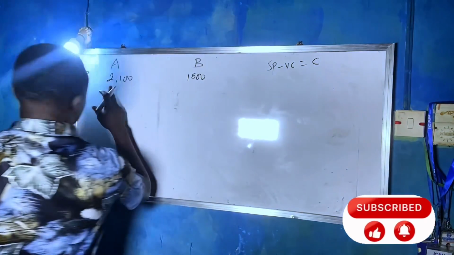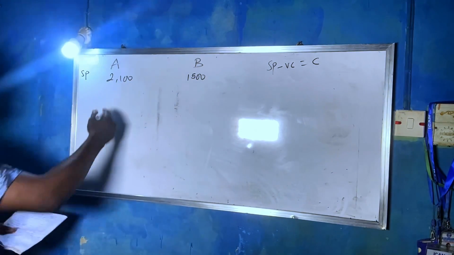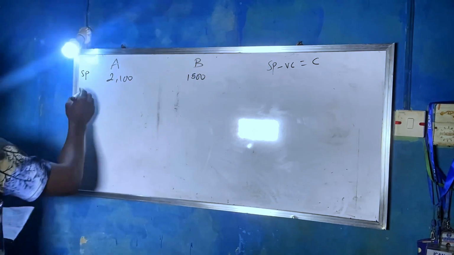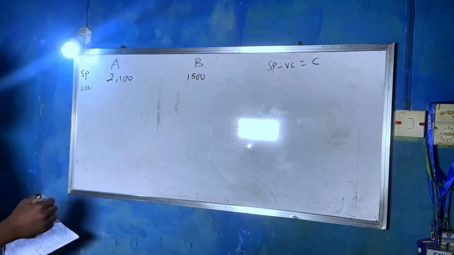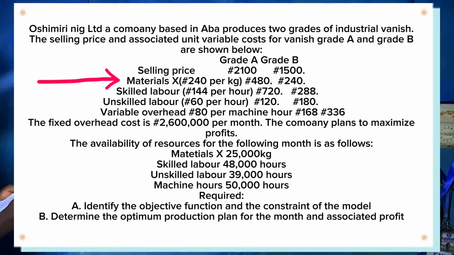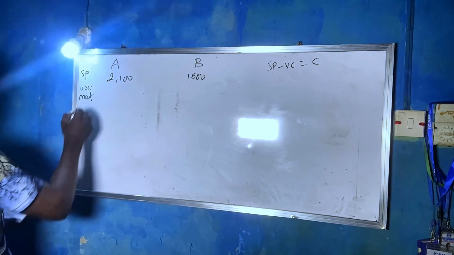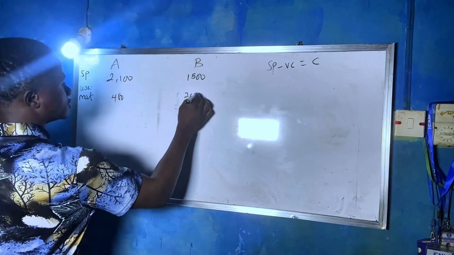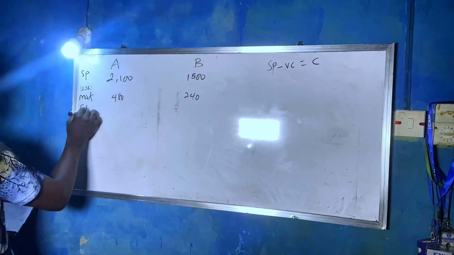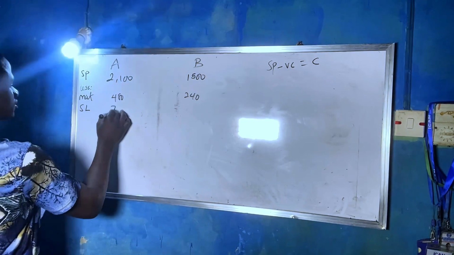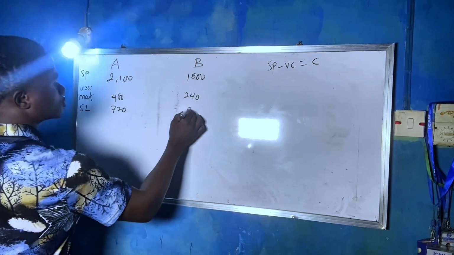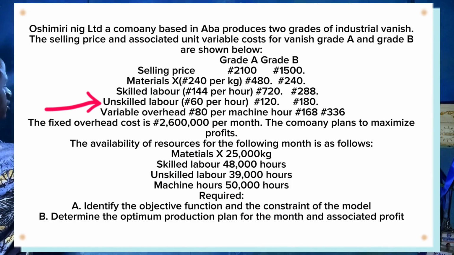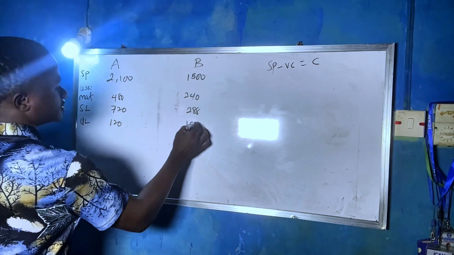So selling price minus variable cost is our contribution. Our selling price for A is 21, for B is 15. So let's list out all our variable costs for A and all our variable costs for B. Then we subtract. The first variable cost that I have here is the materials. So materials for A cost 480, for B cost 240. We have the skilled labor for A, which costs 720, for B, which costs 288. Unskilled labor, which is 120 for A and 180 for B.